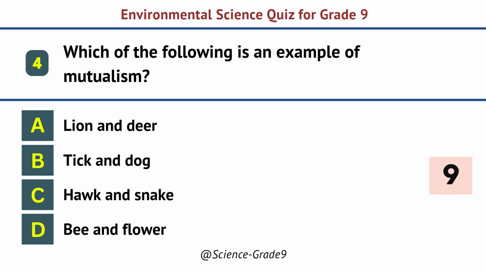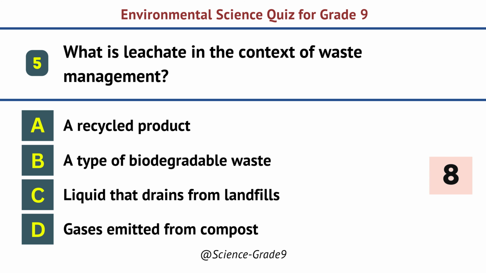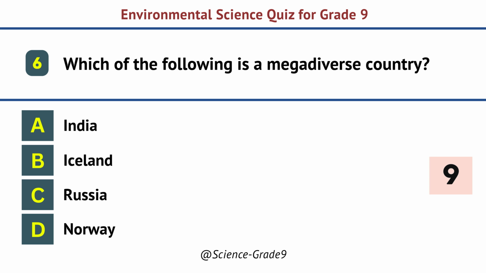Which of the following is an example of mutualism? Bee and flower. What is leachate in the context of waste management? Liquid that drains from landfills. Which of the following is a megadiverse country? India.